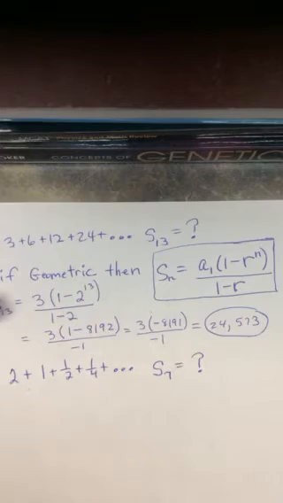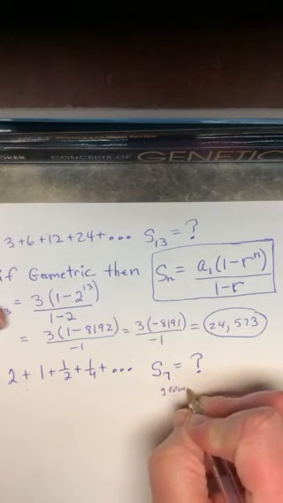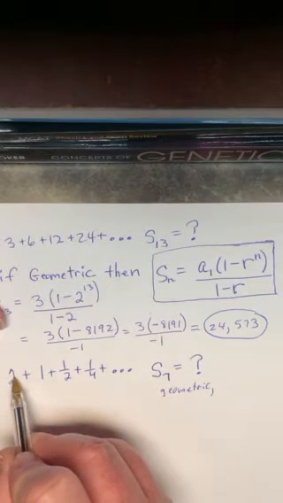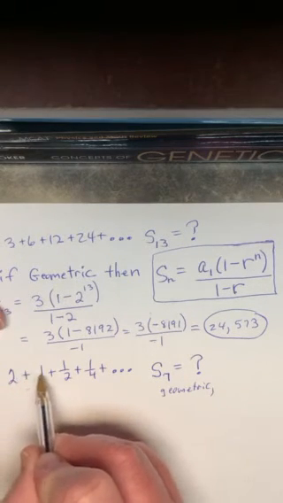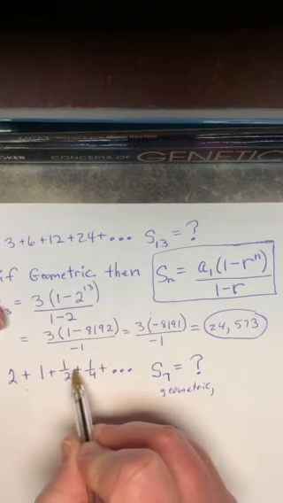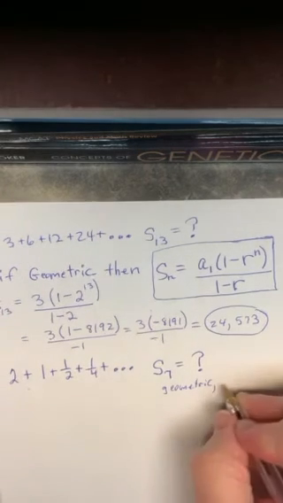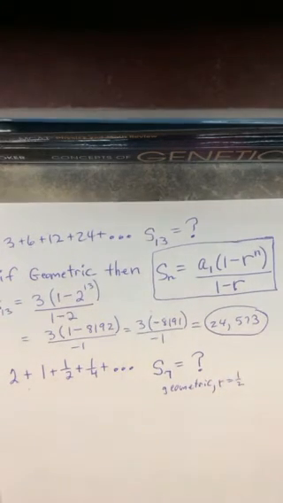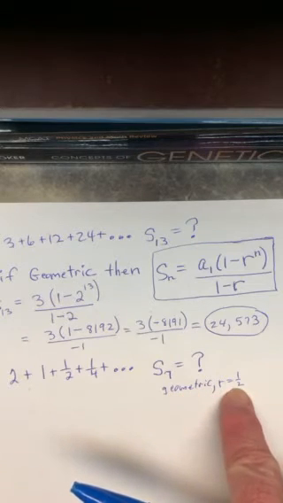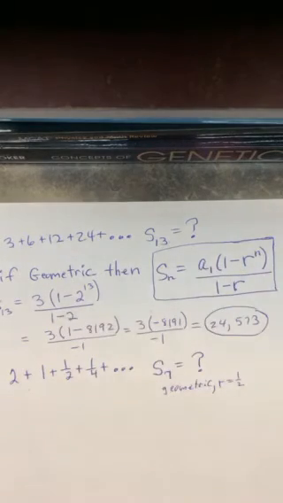So here we go. First of all, you agree that this is a geometric series. Why? 2 times 1/2 is 1. 1 times 1/2 is a half. 1/2 times 1/2 is... The pattern is I'm multiplying by a half, so my ratio is a half. Just a note, it's geometric. The ratio is a half, and I'm going to go to this formula since it is geometric.